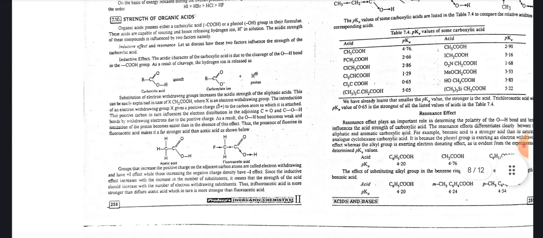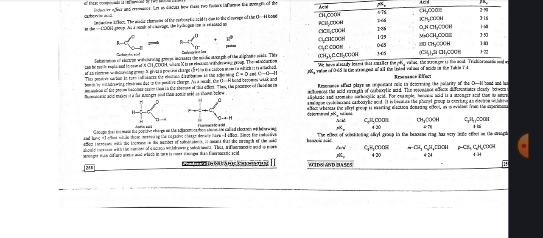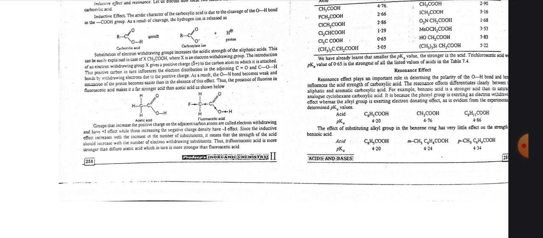Inductive effect. The acidic character of the carboxylic acid is due to the cleavage of the O-H bond in the COOH group. As a result of cleavage, the hydrogen ion is released. Substitution of electron withdrawing groups increases the acidic strength of the aliphatic acids. This can be easily explained in case of CH2COOH, where X is an electron withdrawing group.